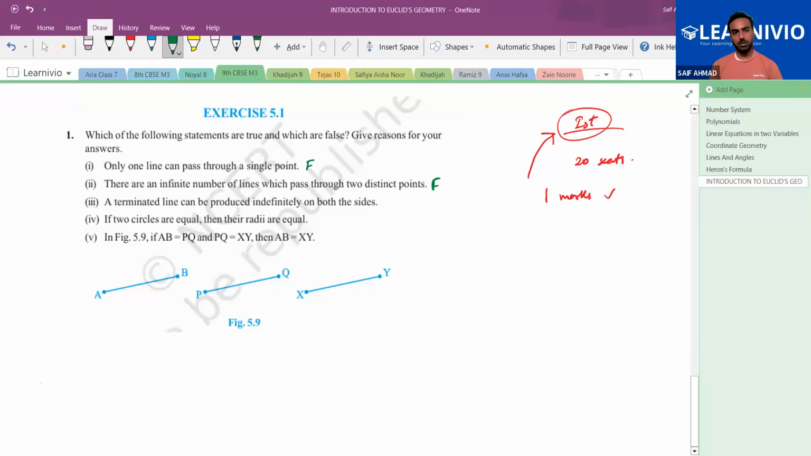Tell me about the third: a terminated line can be produced indefinitely on both the sides. It's true because it agrees with postulate number 2. Yes, very good. Because it agrees with postulate number 2.